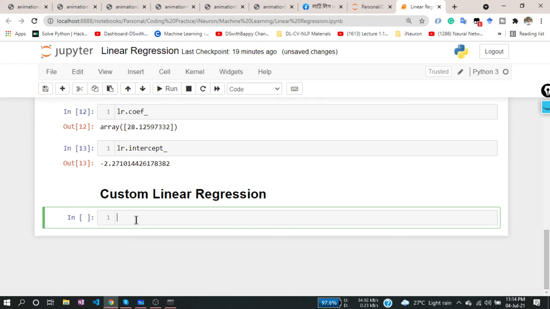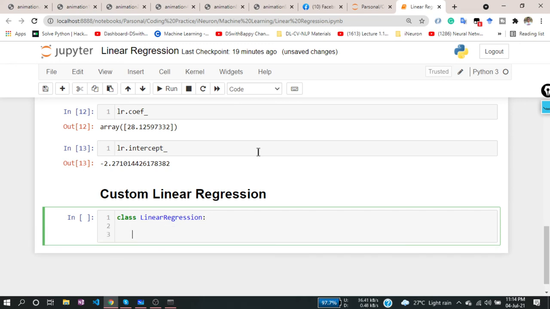Okay, let's implement. I think you know the OOPS concept, right? So I will define a class, let's call it LinearRegression. Then I will define the constructor. I think you know what the constructor is: init.